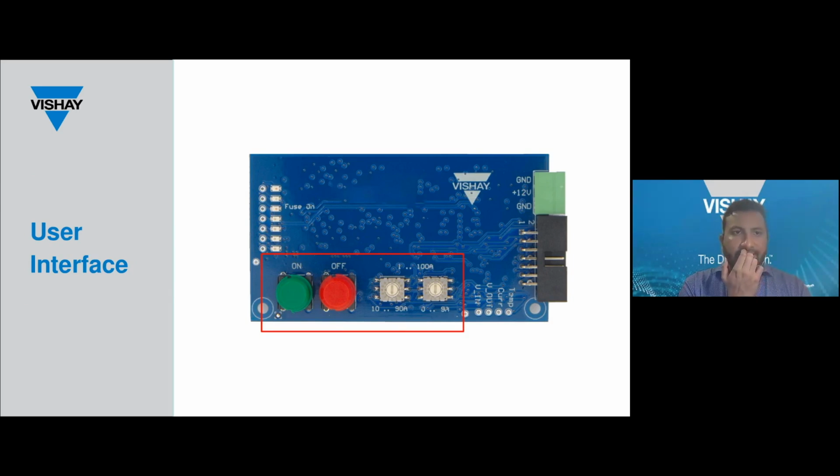So here we can see the user interface. The Vishay eFuse can be enabled and disabled using either the on and off buttons on the PCB or by an external controller, which we're going to talk about later in the presentation. Current limits can also be manually adjusted with a range of 1 to 100 amps, either with 2 potentiometers built in here, or like I mentioned, with an external controller.